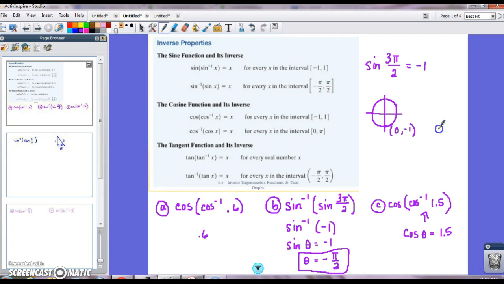We actually talked about that. We said in a right triangle, your longest side is your hypotenuse. And if the longest side is your hypotenuse and cosine is adjacent over hypotenuse, there's no way that ratio can ever be greater than 1. So this doesn't even exist. It's not possible. So your answer to this entire problem is just that it's undefined because you can't do it. Okay?